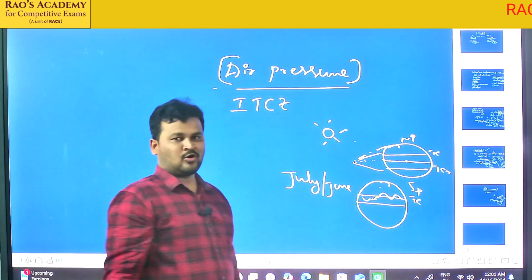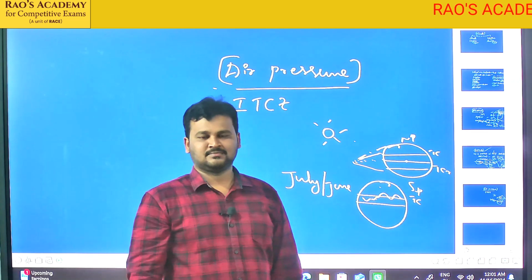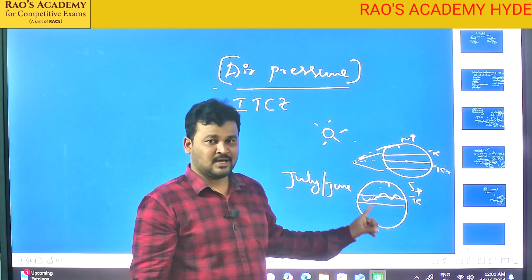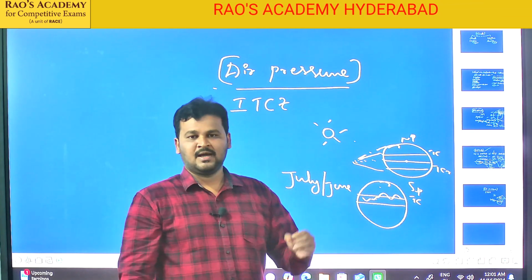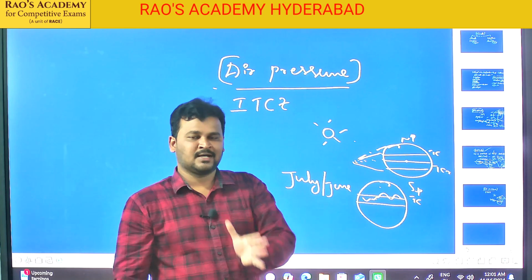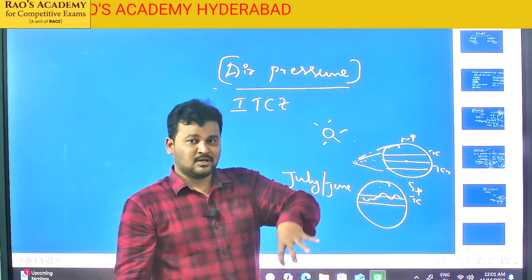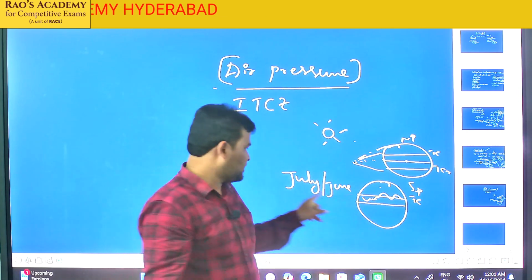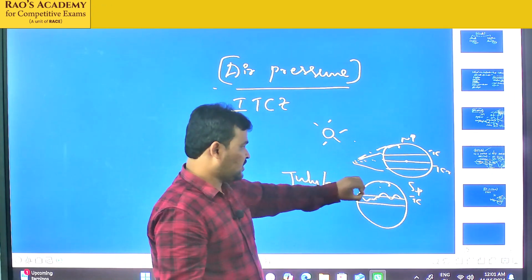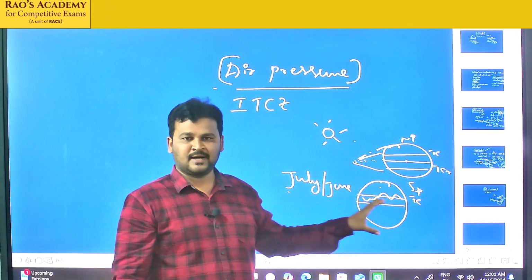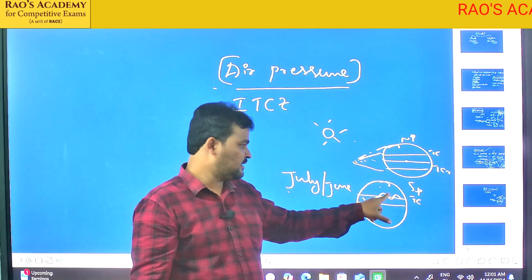Those low pressures are known as the intertropical convergence zone. A simple definition: ITCZ, intertropical convergence zone, means low pressure is formed. So during June or July, sunlight projection will be near the Tropic of Cancer. That's why the ITCZ is formed at this location.